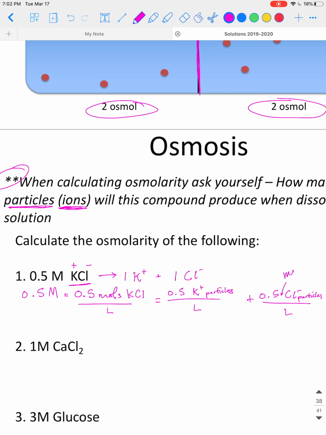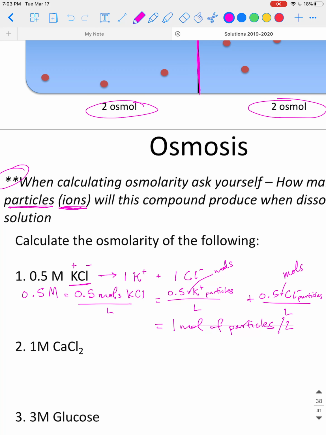I forgot to write in moles. Okay, so it should say moles, and right here I should have written moles. Okay, so we're going to add that up. In total, we will have 1 mole of particles per liter.